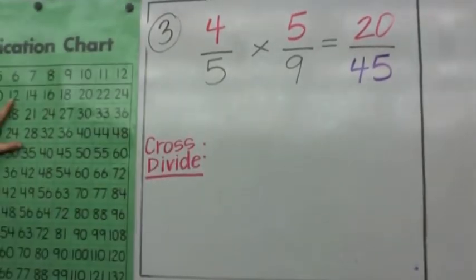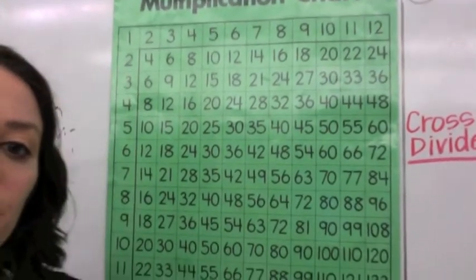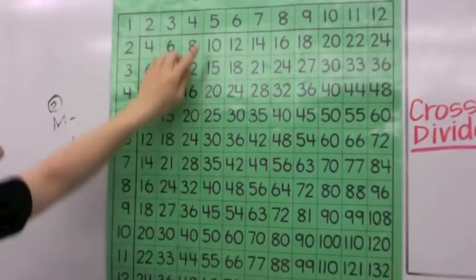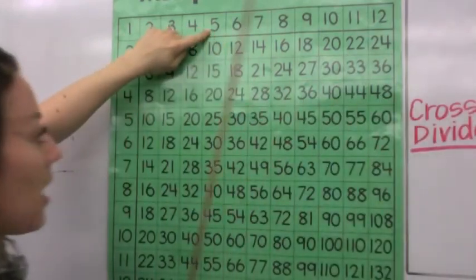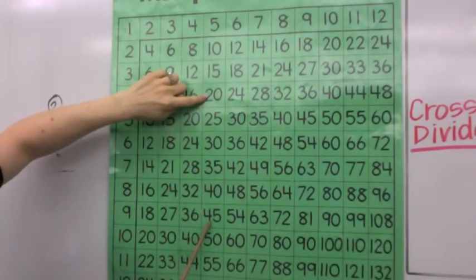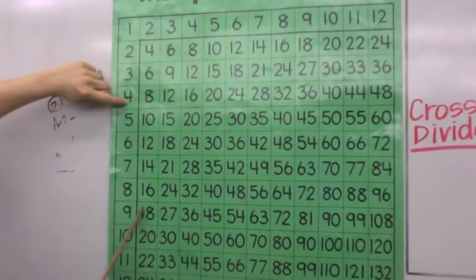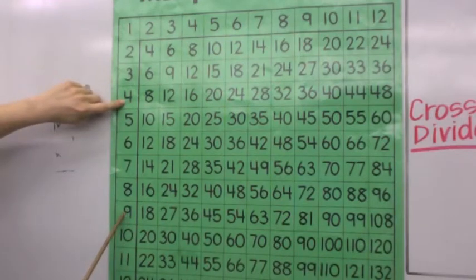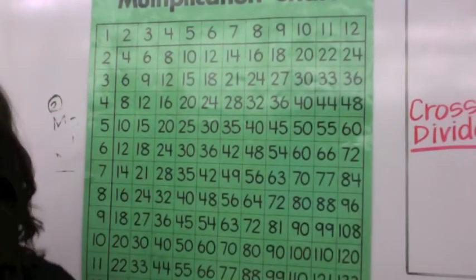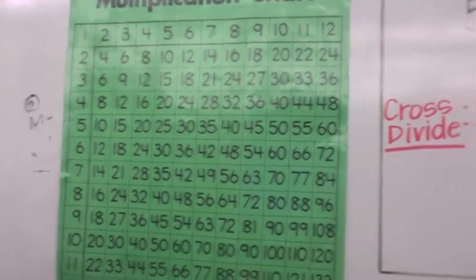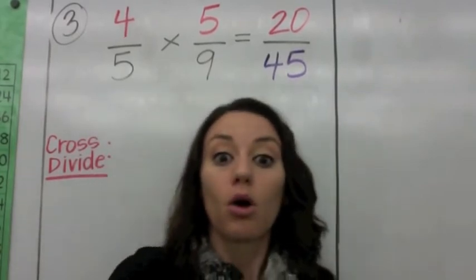So if you were trying to simplify using the multiplication chart, like we learned last week, you know you could divide by 5. So let's look in column 5. Where is 20 over 45? It's right here. If you move over to the left, the simplified fraction will be 4 over 9. Now there's another way to do this besides using the multiplication chart. The other way is to cross divide.